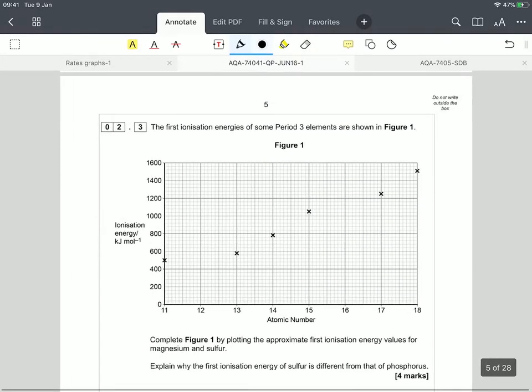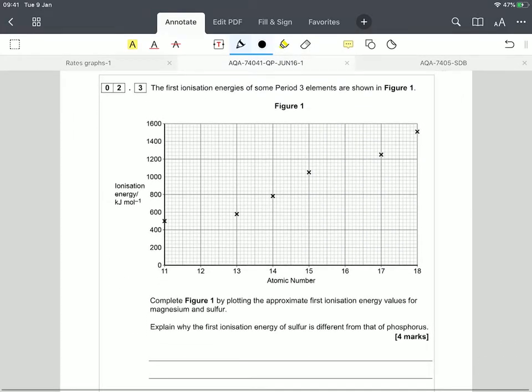Okay, so more period 3 stuff. These are pretty standard questions so far. There's nothing too horrendous about them. First thing is, don't ignore this. The graph's incomplete, right?